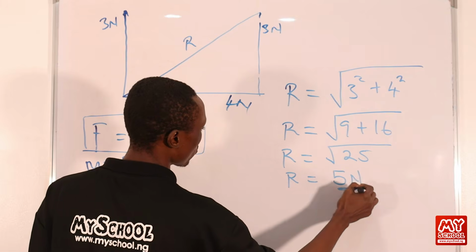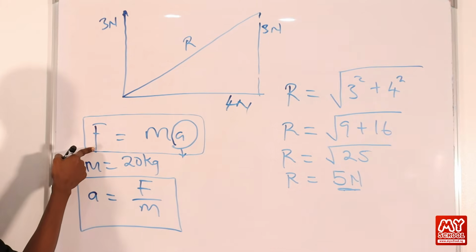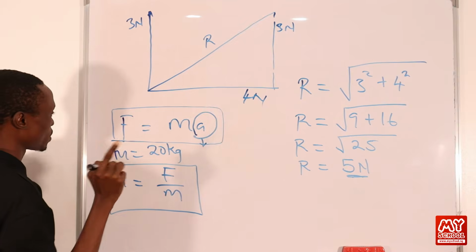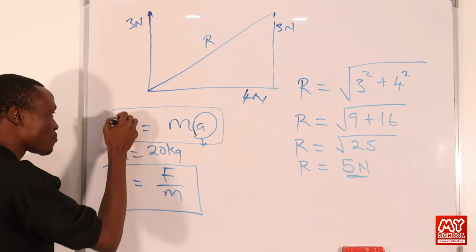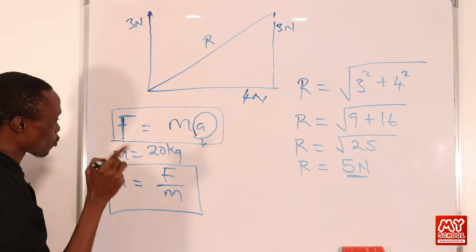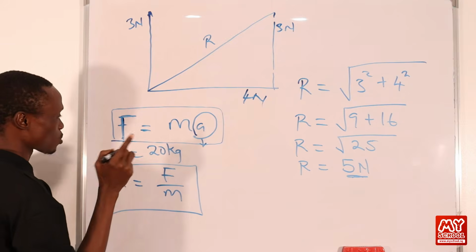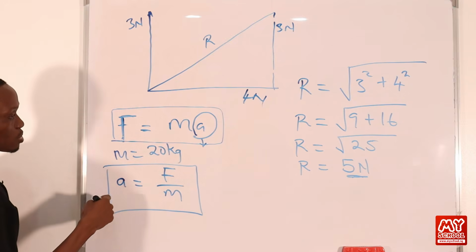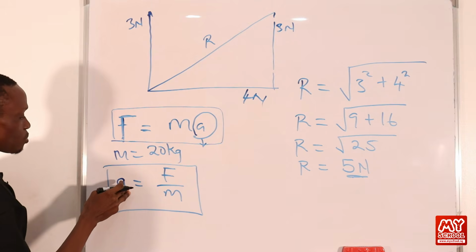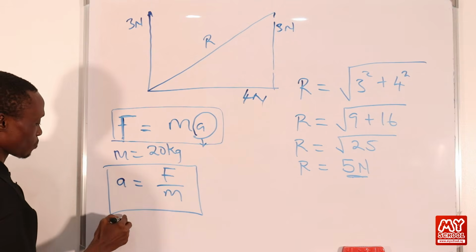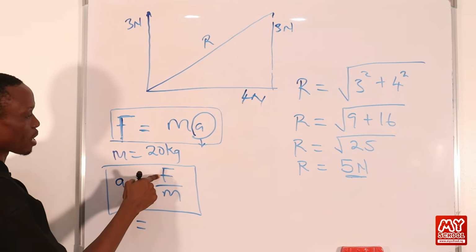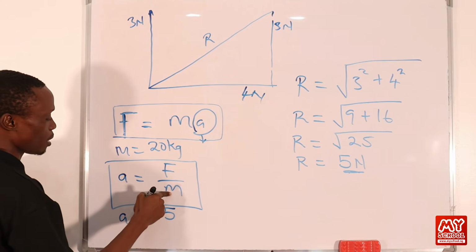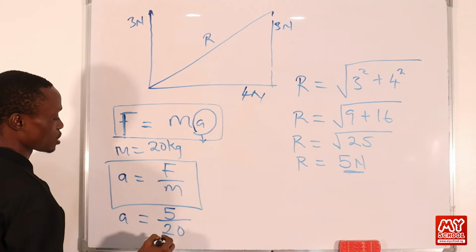So the resultant force that we are going to be using here is 5 Newton and not one of these forces. Take note of that, because this F here stands for resultant force. So we simply substitute what is given to us into the equation. We are looking for a, we know that our F is equal to 5 Newton, and we know that our m is equal to 20 kg.